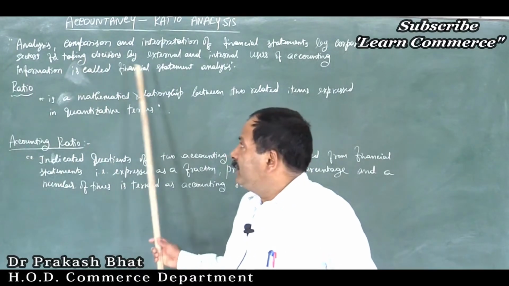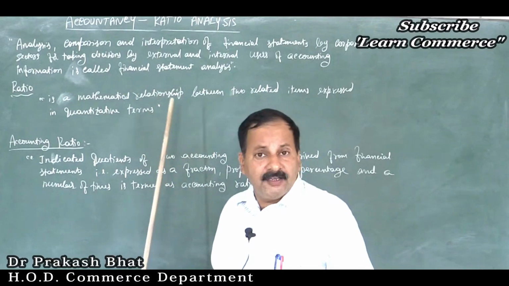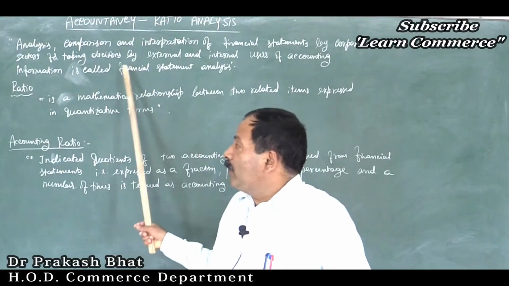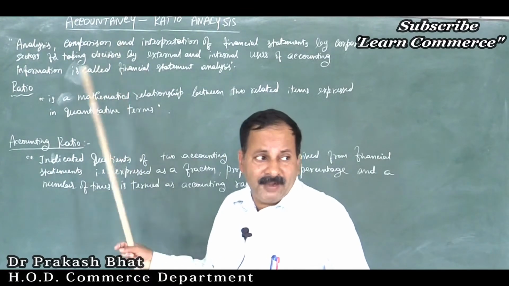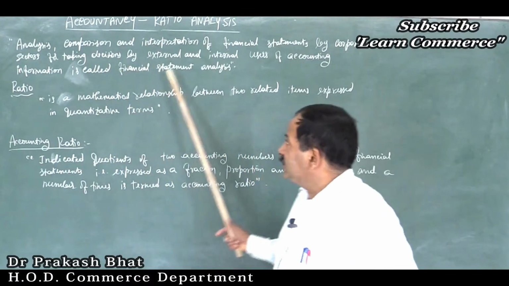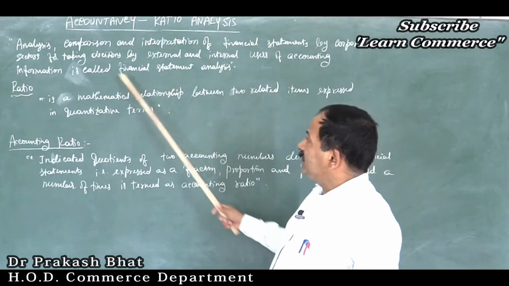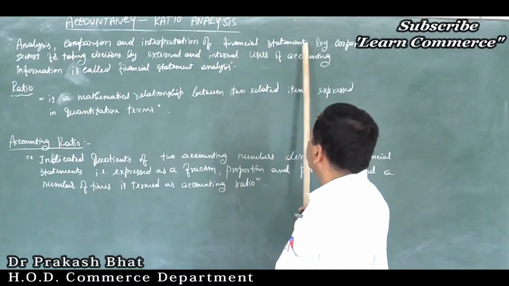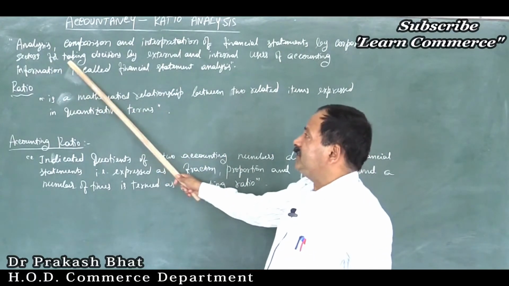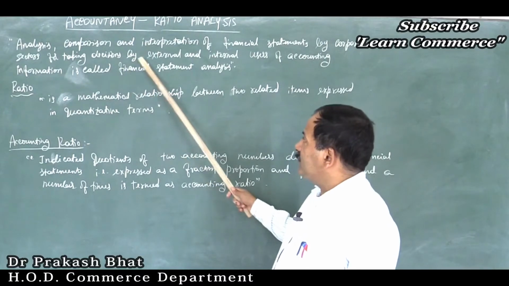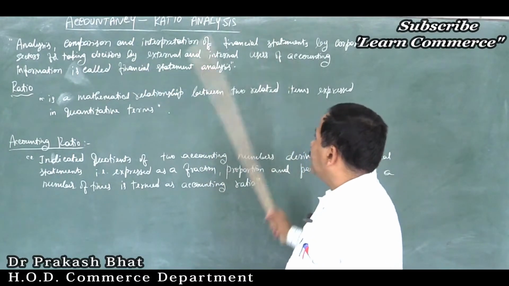Only the inventory figure will be seen, isn't it? We'll compare the inventory figure with that of the last year's inventory figure. Then we will come to know what is revenue from operations, that will be compared, what is the stock, that will be checked, isn't it? So in that way, we will interpret the financial statements, that is interpretation of financial statements by corporate sectors, that is companies, for taking decisions by external and internal users.